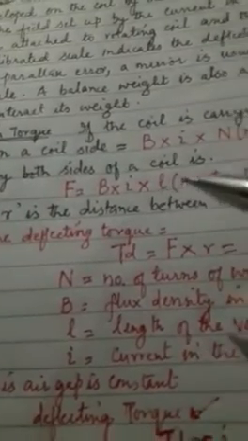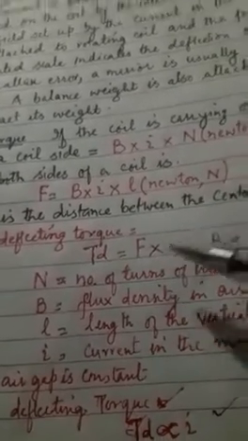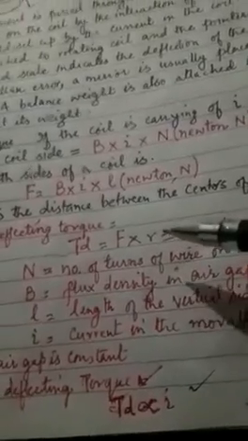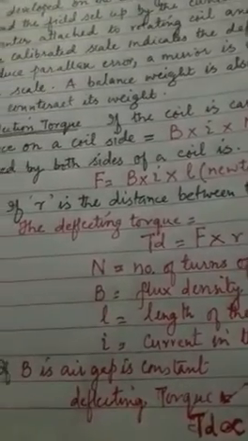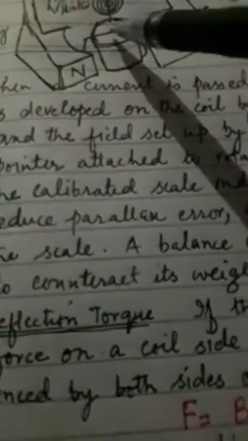Now let me tell you, TD represents the deflecting torque. Deflecting torque is equal to F into R. F is the force, and R is the distance between the center of the coil and force F. Here it is the radius of the coil taken into account.